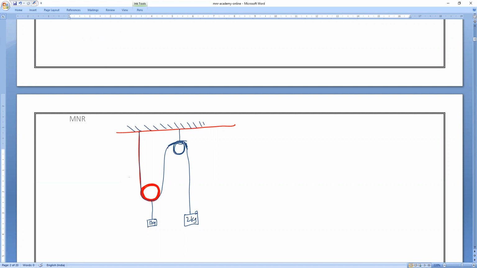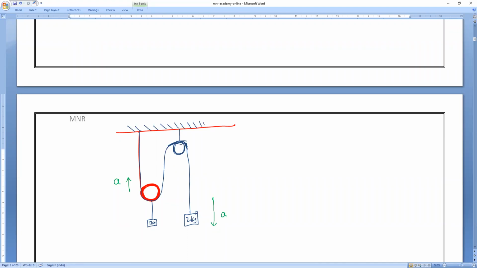So let me consider the body moves in the upward direction. As we know, this pulley moves upward. Imagine the body is moving upward, so acceleration is a, upward. Then this body is moving, what will happen? Acceleration downwards or upwards? This body's acceleration is downwards.